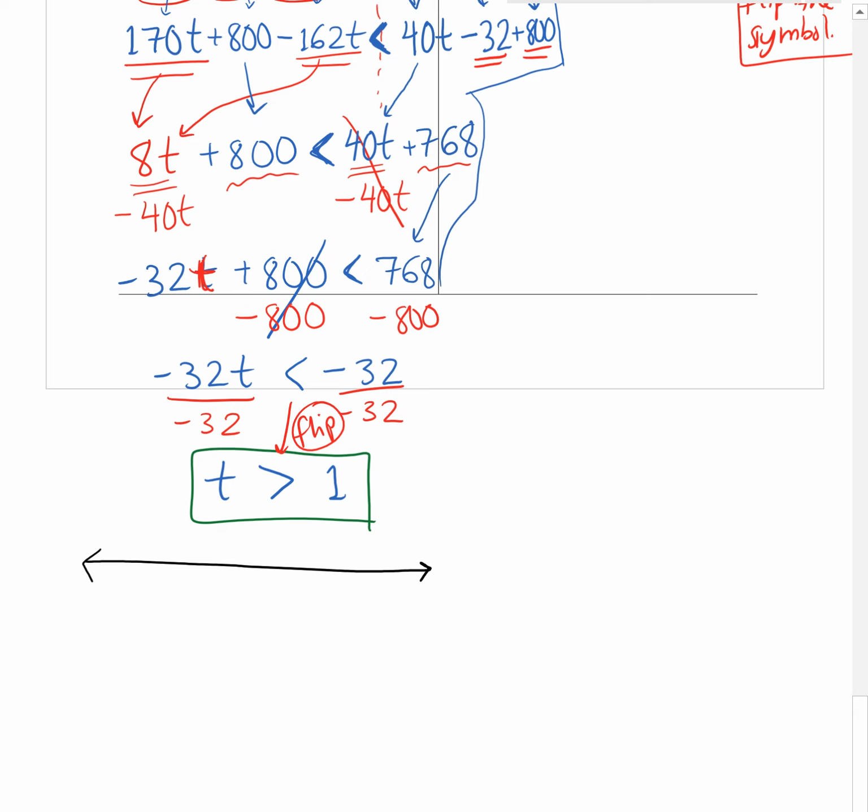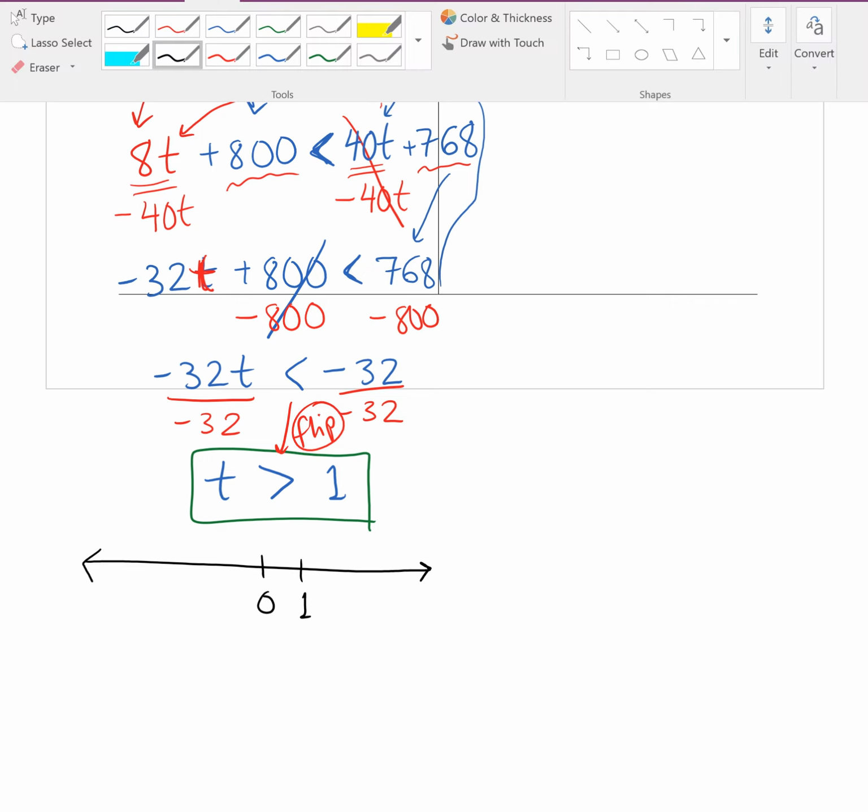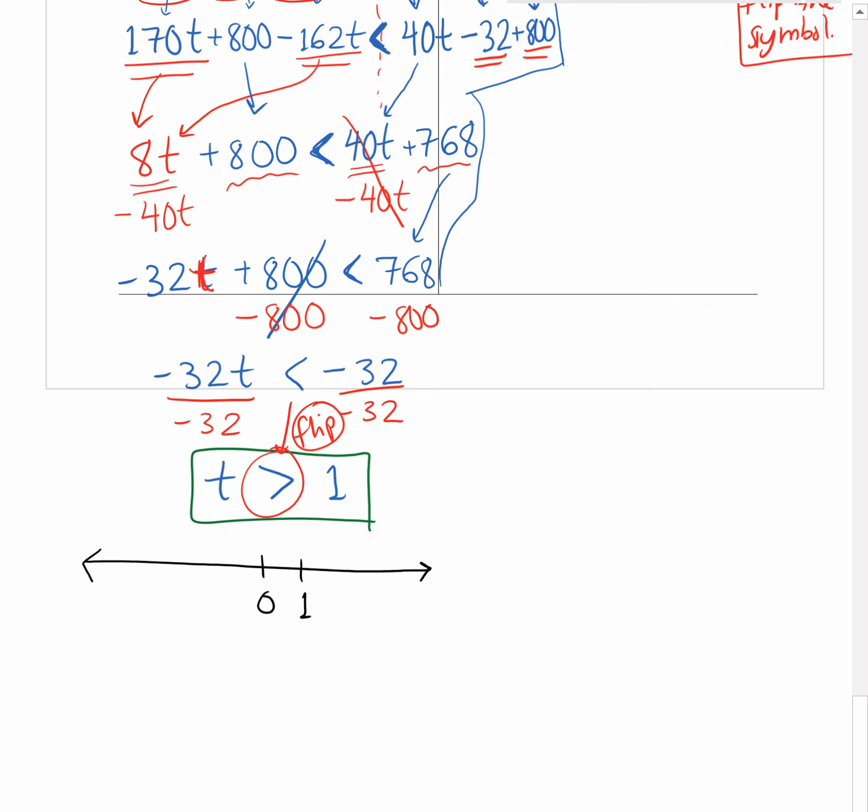So if here's the number line, I need to figure out where 1 is. That's not too far away from 0. And I want all the numbers that are greater than 1. Those are the guys to the right. So I'm going arrow to the right. I'm going to put parentheses on 1 because this inequality is not an or equal to inequality. It's just a strict greater than.